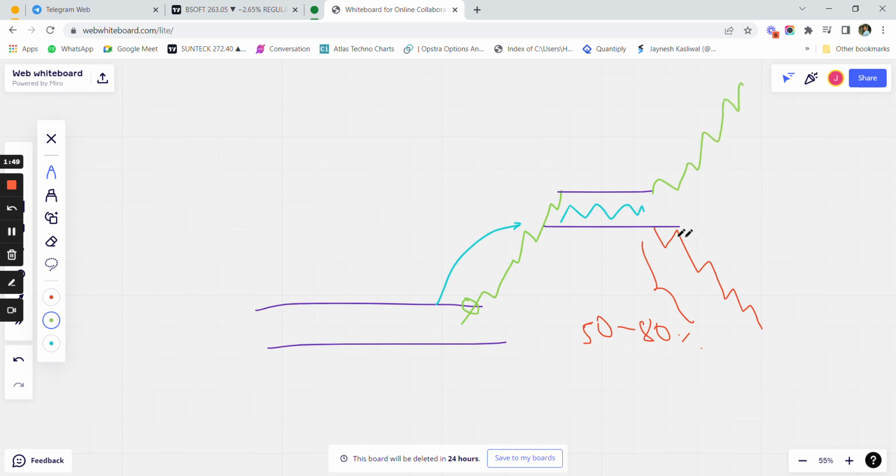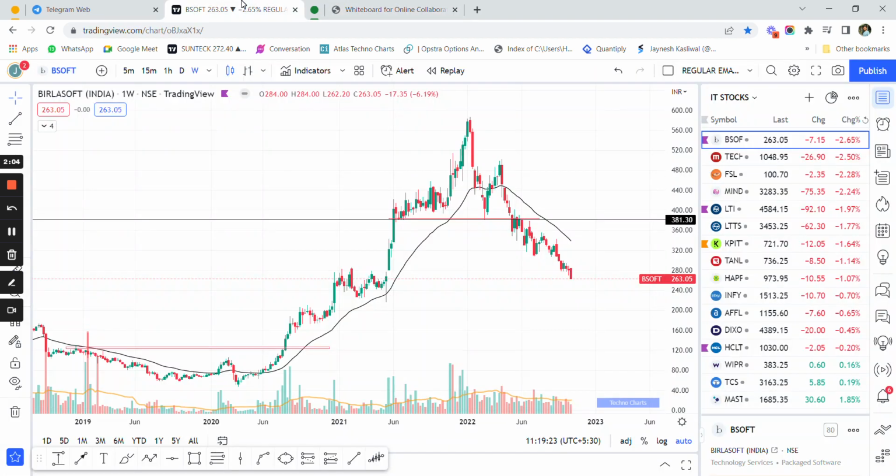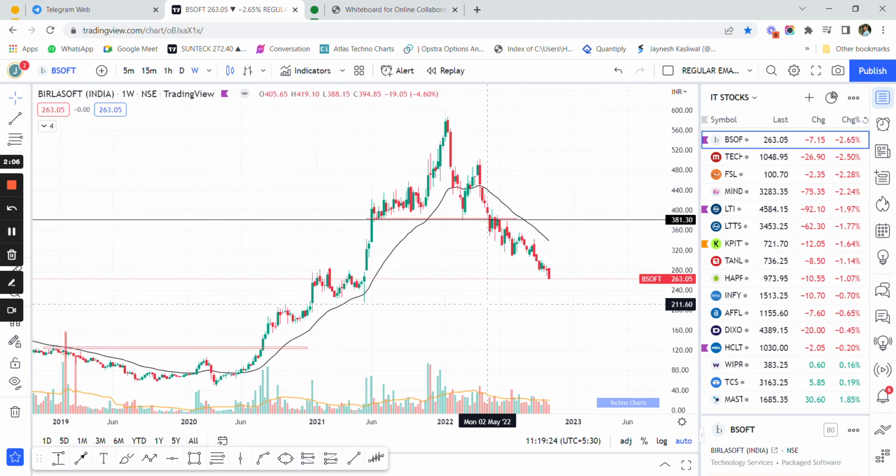So generally we have to be aware of this stage, where most people lose their fortune when a stock enters into a stage 4 downtrend. In stage 4 downtrend, the stock can fall from 50 to 80%. So the first stock that we are going to analyze is BIRLASOFT.